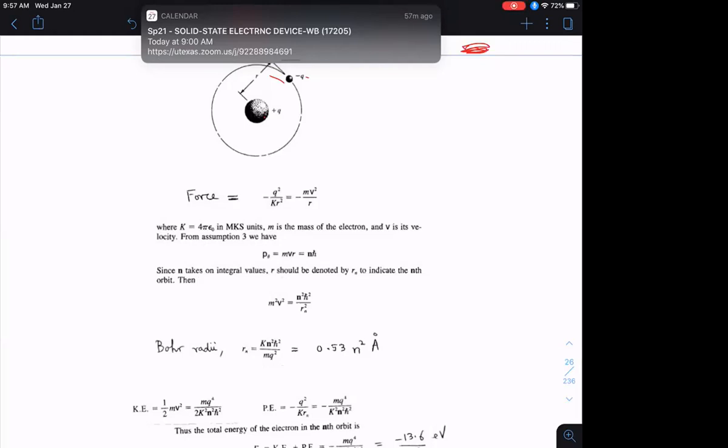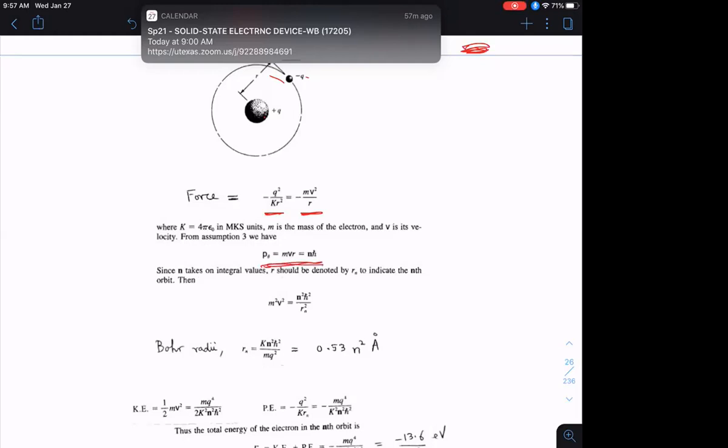Unlike charges attract each other with a force which is q squared divided by k r squared, where k in MKS units is 4 pi epsilon naught. Epsilon naught is the dielectric constant of free space. So it's minus q squared over 4 pi epsilon naught r squared. That attractive force is what gives you the centripetal force, right? And the centripetal force is mv squared over r. Hopefully you remember that from your physics class.